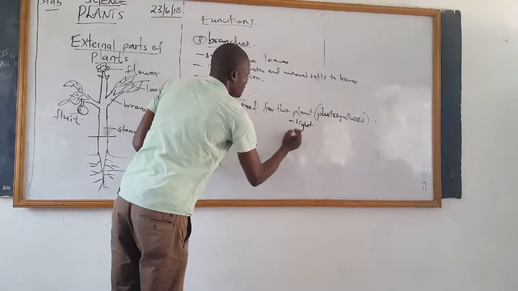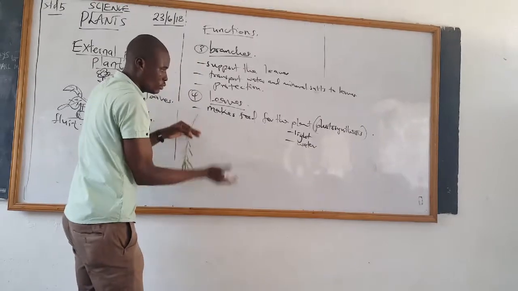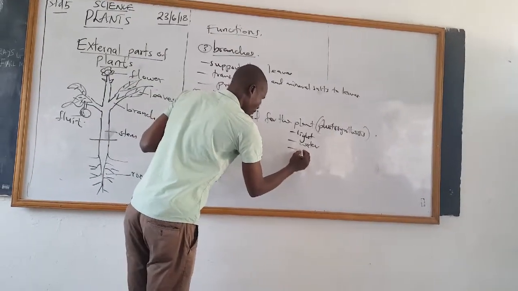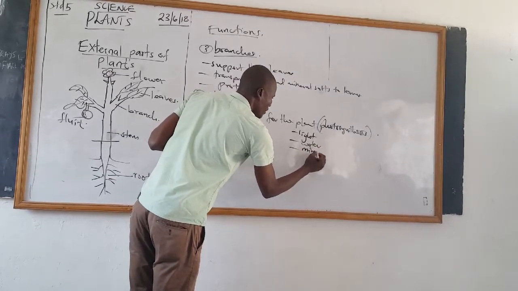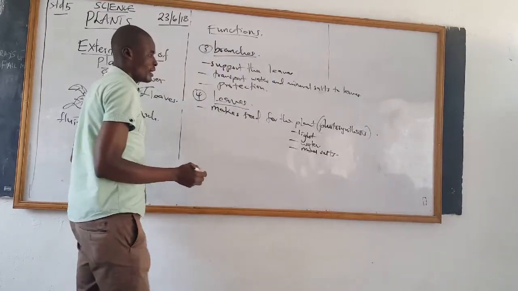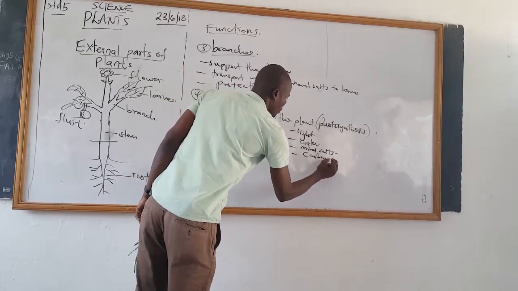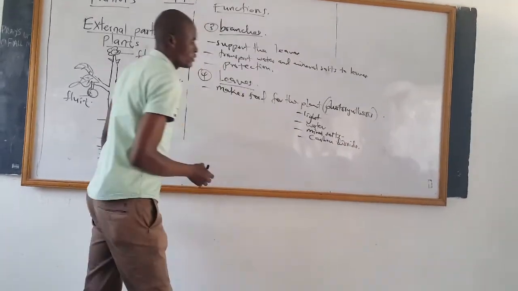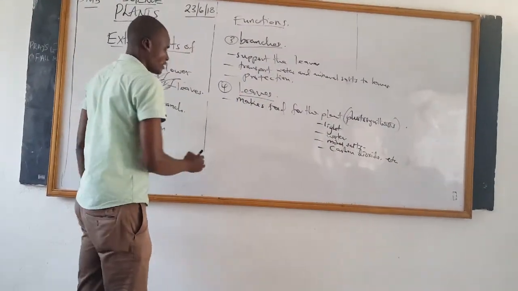The plant will need light. The plant will need water, which is supplied by the roots. The roots will absorb the water, and it also needs mineral salts. The plants also need carbon dioxide, and the rest we are going to learn as the requirements of photosynthesis.